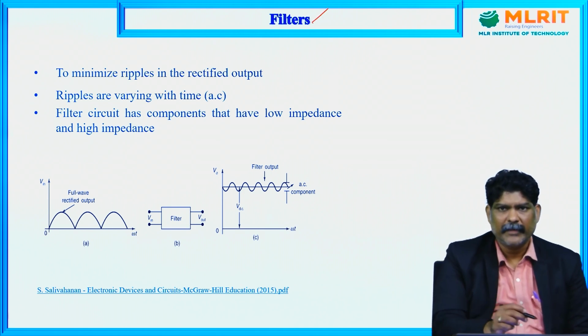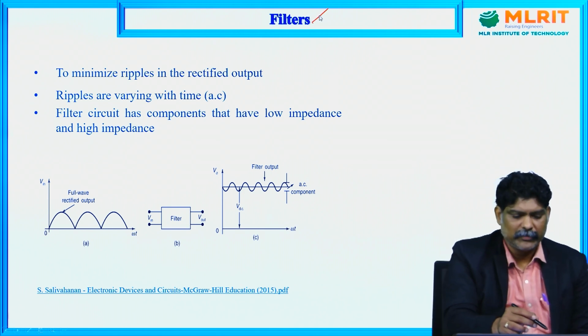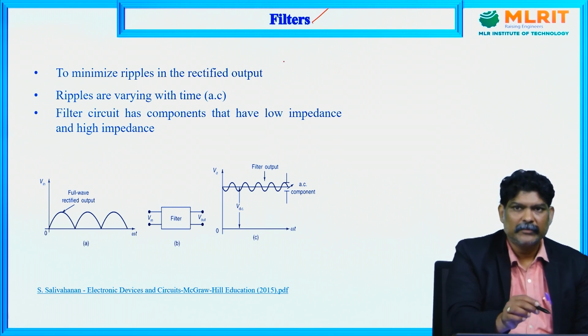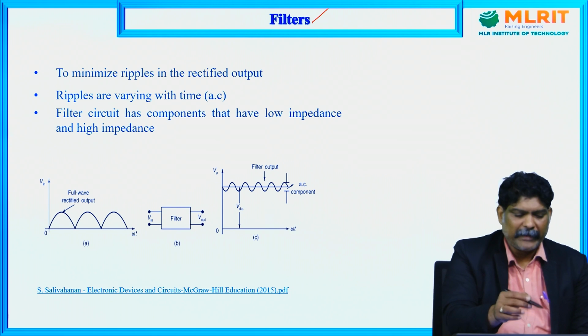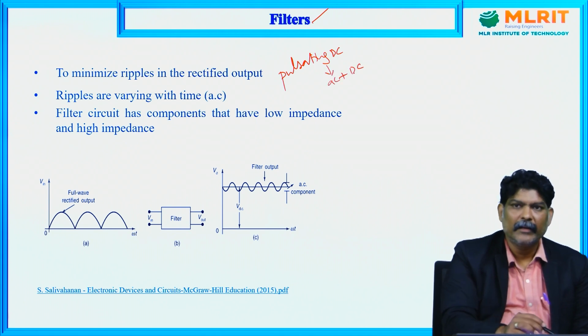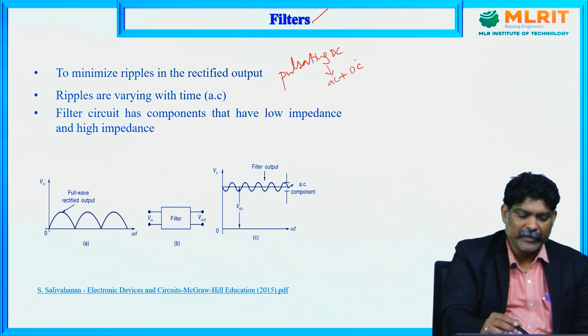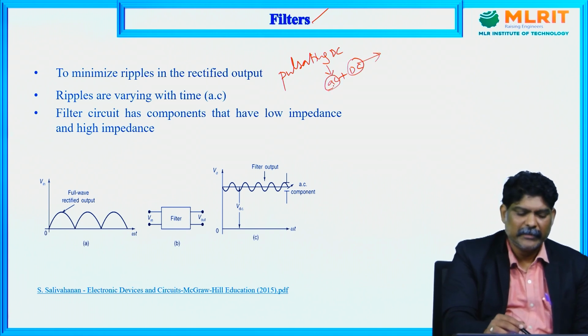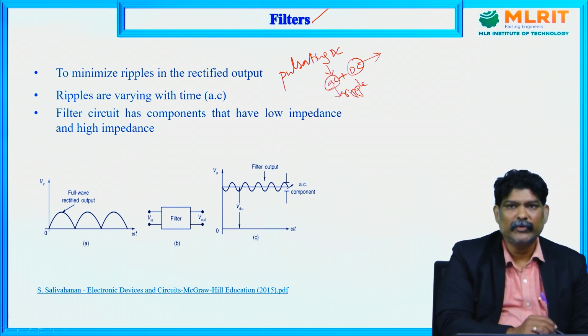If you consider a rectifier, what will be the rectifier output? We know the rectifier output is not a pure DC. That means it is a pulsating DC. The rectified output is pulsating DC, so it consists of both AC plus DC. But to function, an electronic device requires only the DC component. Therefore, this AC component we don't require. That is called ripple. So we have to remove these ripples.